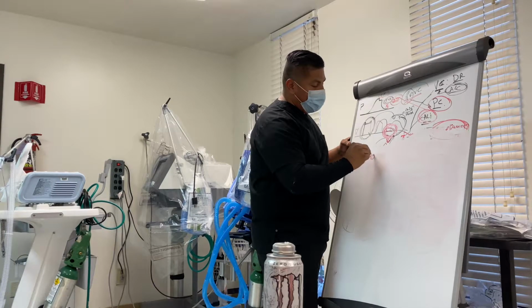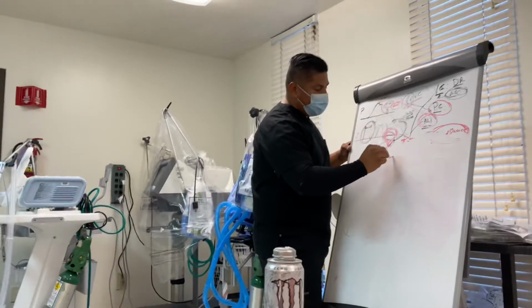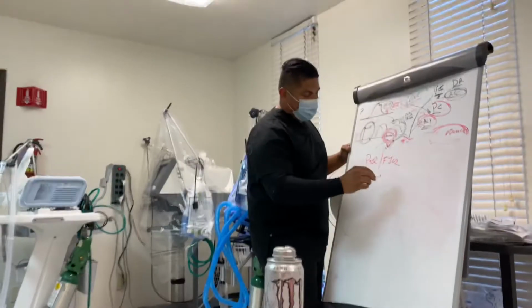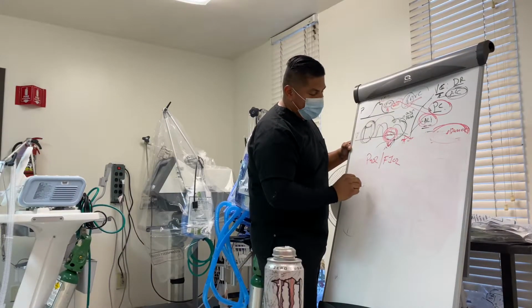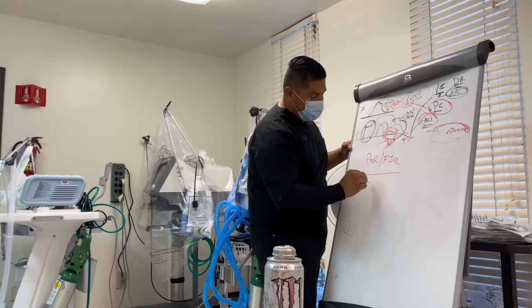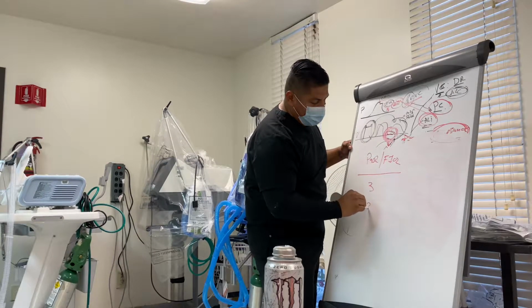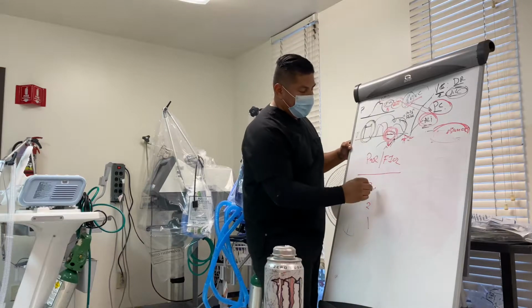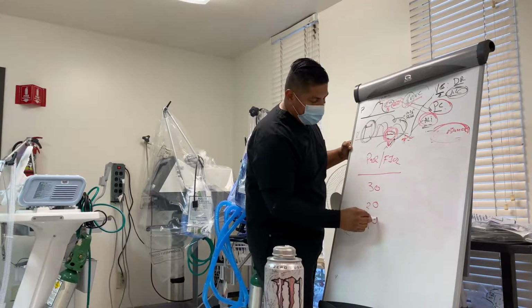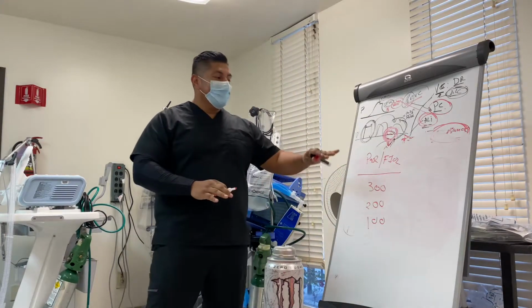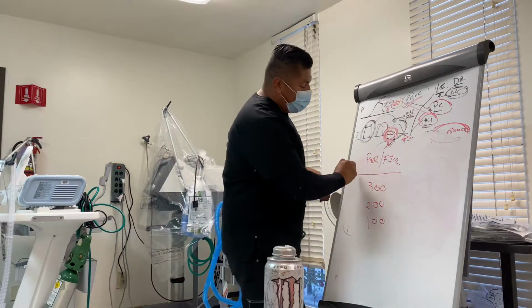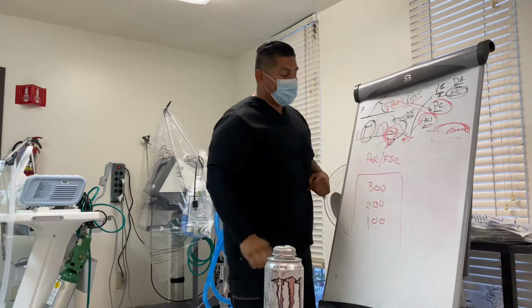So if I have my PaO2 or my FiO2, we're going to look at this as 300, 200, 100. Okay? So everything, if you are in the 300s, everything is lung injury.